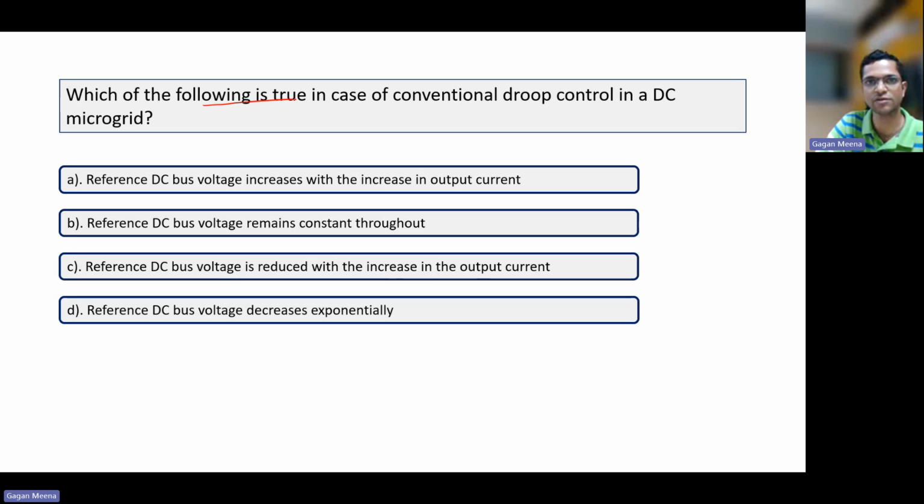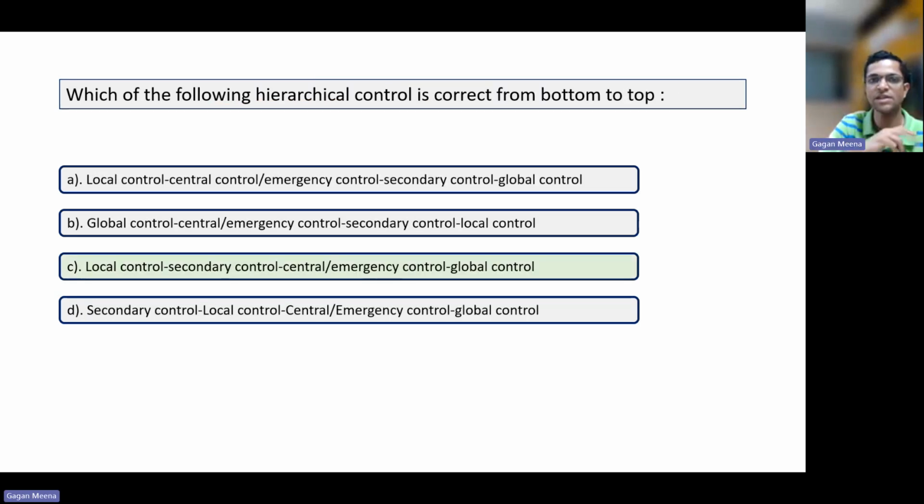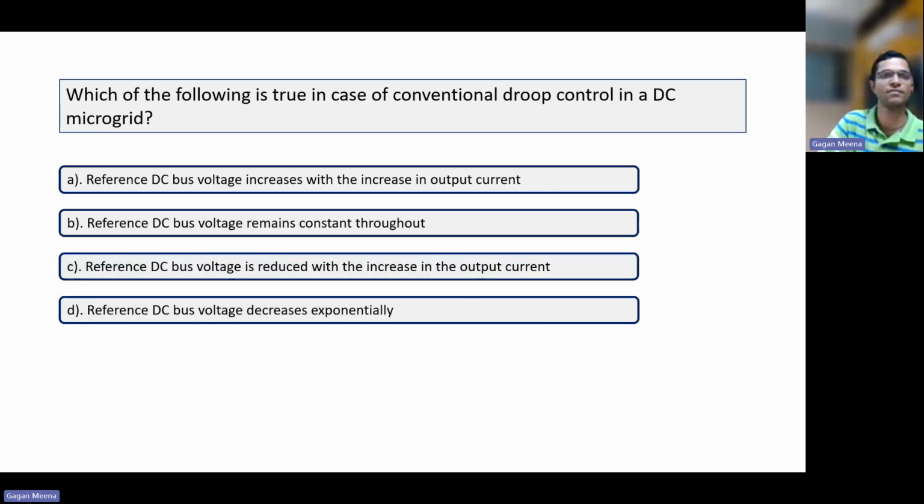Which of the following is true? So what was the answer? Yeah, so C is the answer. Local, secondary, central emergency, and global.